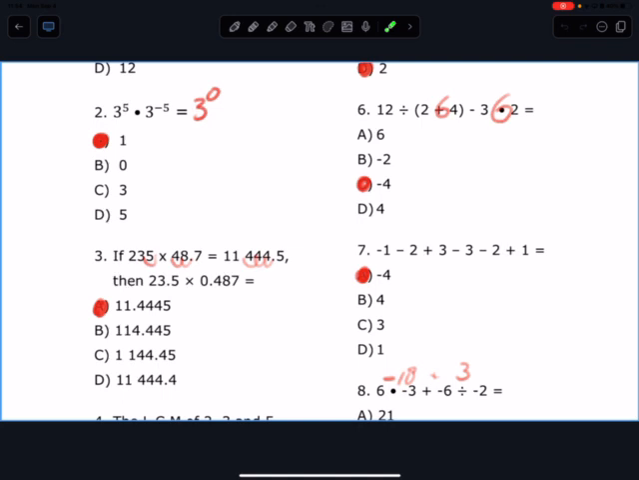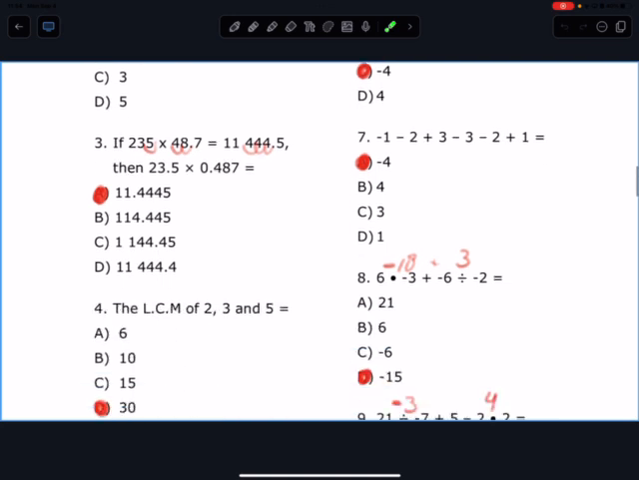The answer is 3 to the power of 0. And everything to the power of 0 is 1. 3. All you had to do was work with the comma. That's all you had to do. Move the commas here and there, and then you get to 11.4445.